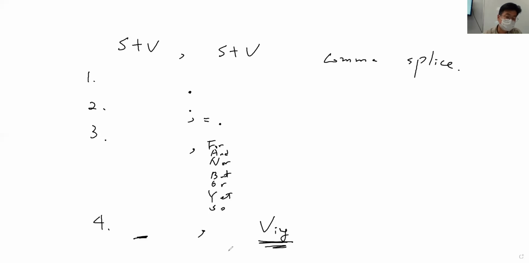And D is wrong because after a semicolon, you have to have an independent clause again. So it has to be many consider, not considering. Or you can put just a comma, many considering, that's fine. But in the case of this one, it's C. And move on to the next page.